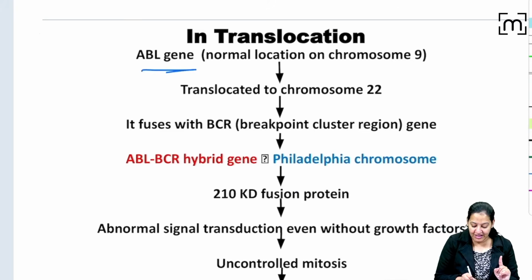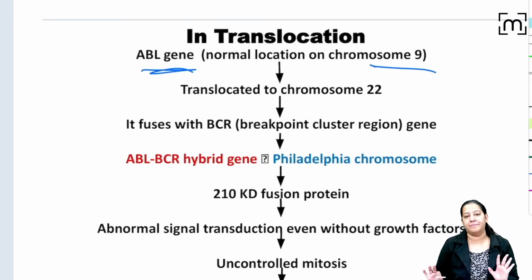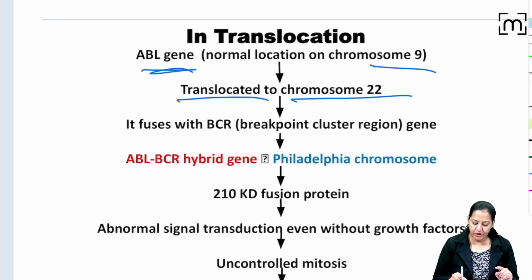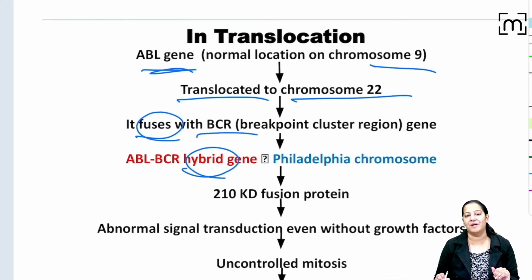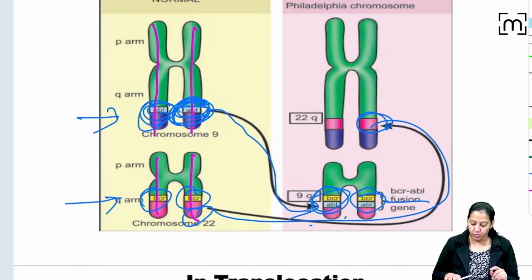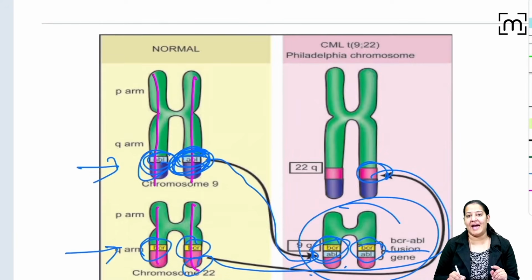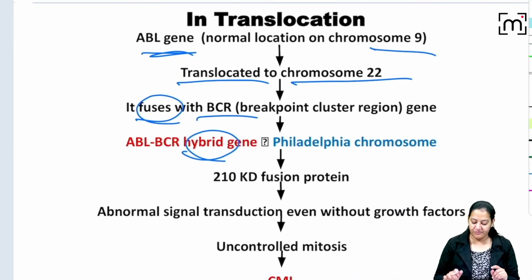Normally the ABL gene is present on chromosome number 9. Now this ABL gene is translocated to chromosome number 22. On 22, BCR was already present, so this ABL fuses with the BCR. Because of this fusion, a hybrid gene is formed. So the hybrid is formed on 22, not on 9. Chromosome 22 is known as the Philadelphia chromosome.